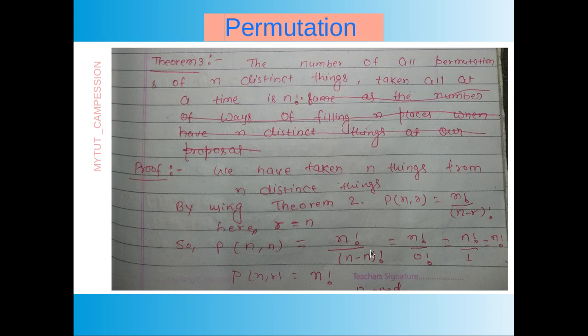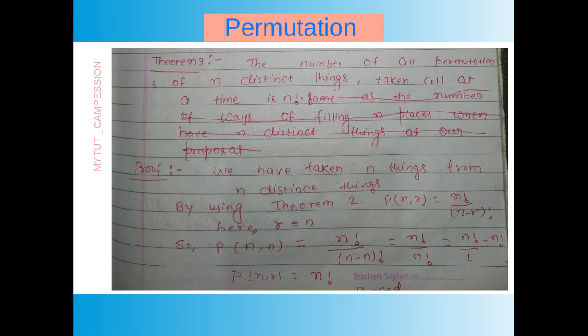Now theorem 3. The number of all permutations of n distinct things taken all at a time is n factorial.